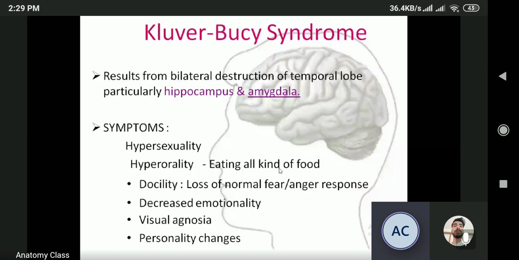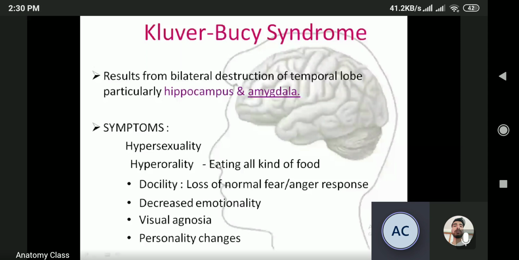Hyperorality, like eating all kinds of food, edible or non-edible, anything they just start to eat. Docility, with loss of fear or anger response. The person becomes abnormally docile, like inactive. With any type of strong stimulus, they become docile without any response. This results in personality change of an individual. Then decreased emotionality and visual agnosia, where non-verbal visual stimuli which were recognizable previously become unrecognizable to that individual because of the destruction within the hippocampus and amygdala. These are some of the symptoms associated with Kluver-Bucy syndrome.